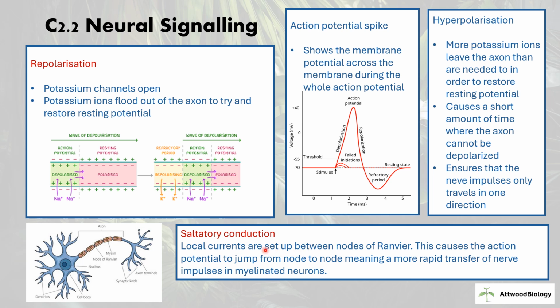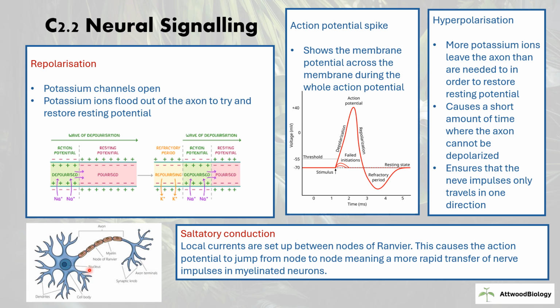Finally, for this section, we've got saltatory conduction. So saltatory conduction is where local currents are set up between the nodes of Ranvier. So you can see here that you have your sodium ions in the area of depolarization, and they diffuse into this area that is at rest, and this helps to set up local currents.